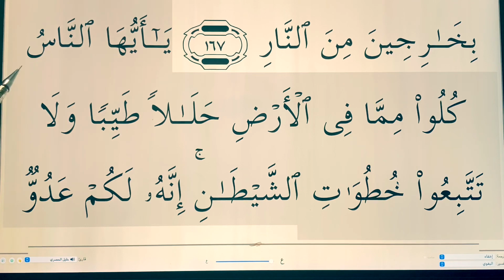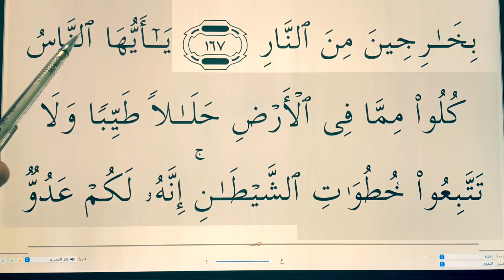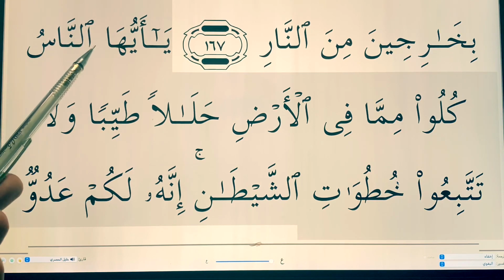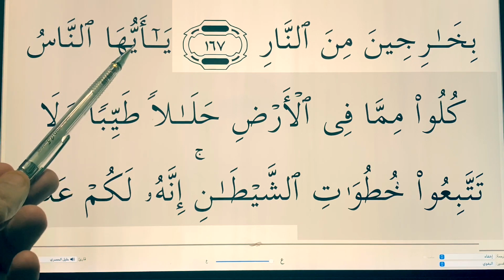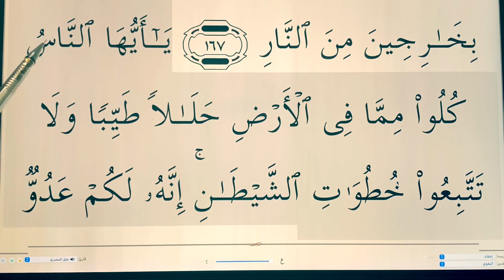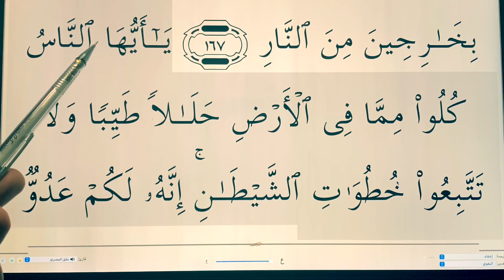Ya ayyuhan nasu. Right, so from here, this alif lam drops, goes straight into the noon. These are called huruf shamsiya, as you recall. These are assimilated into the noon. Ya ayyuhan nasu. And you have a ghunna there for those that are a bit advanced.